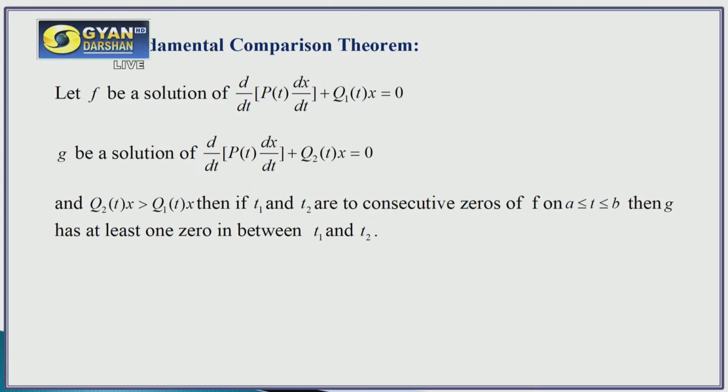When f and g are two linearly independent solutions of the same equation, we have seen Sturm's separation theorem, and here f is a solution of one equation and g is a solution of another equation. Here also we can conclude that if q2 is greater than q1, then between any two consecutive zeros t1 and t2 of f, there is at least one zero of g between t1 and t2. We are not going to prove it here, but this is also a very important result.